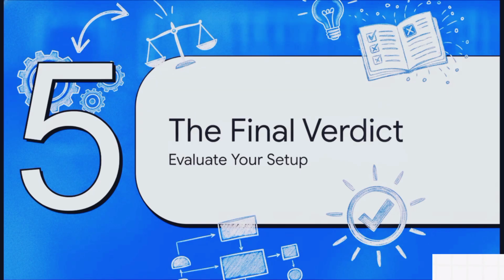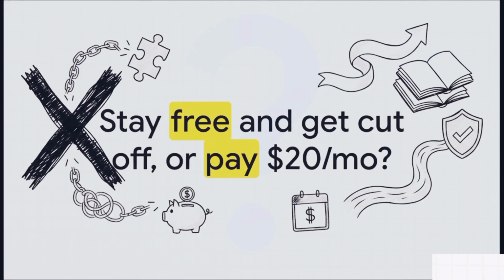Section 5. The final verdict. It's time to evaluate your setup based on everything we've uncovered today. I want to leave you with a provocative forcing question. Would you rather stay on the free tier and watch the system completely cut you off mid-project when it matters most, or pay $20 once a month and never lose your research flow again? It really is a stark choice between frustrating, sudden restrictions, and a seamless paid solution.